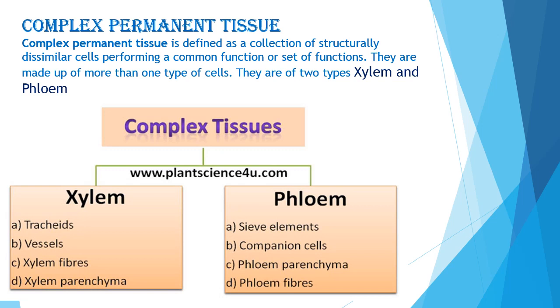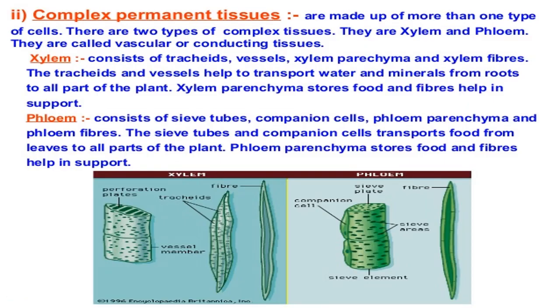If you remember, you have studied xylem and phloem in 7th standard and in 8th standard also. Xylem and phloem are the tissues which are responsible for transferring food and water to all parts of the plant. Xylem helps in conducting water and minerals, and phloem conducts organic solutes of food material. Now xylem tissues are of four types: xylem tracheids, xylem vessels, xylem fibers, xylem parenchyma. And phloem tissues are of four types: sieve elements, companion cells, phloem parenchyma and phloem fibers. So complex permanent tissues are made up of more than one type of cells, but they perform a common function.